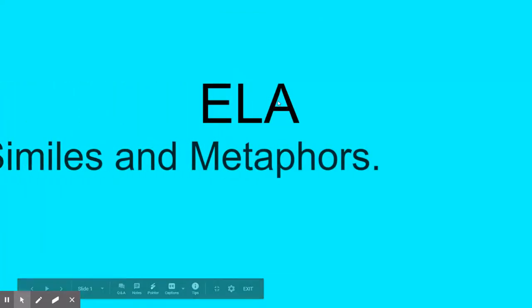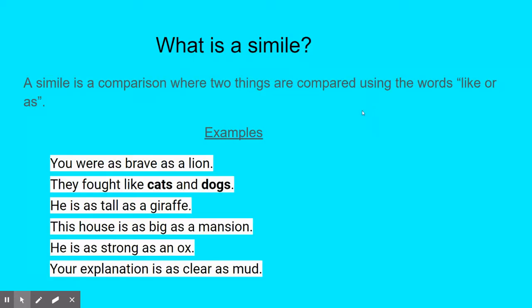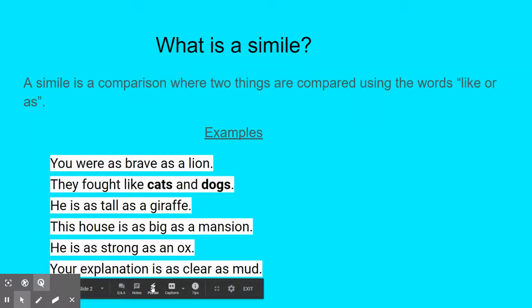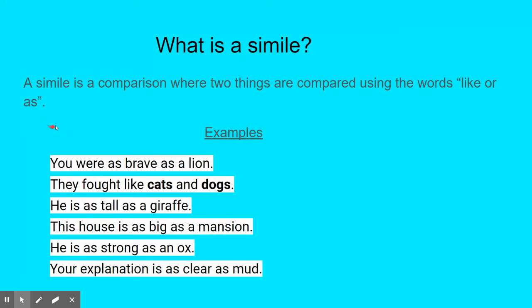Hi guys, today I'm going to be teaching you ELA, similes and metaphors. What is a simile? A simile is a comparison where two things are compared using the words like or as. So every sentence that has a simile in it has to have the words either like or as.